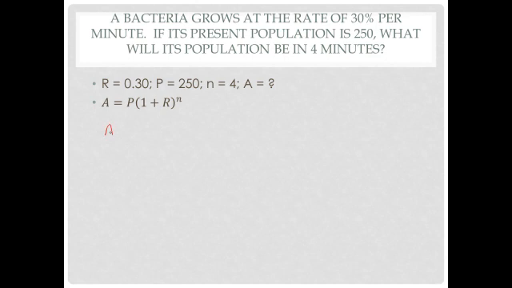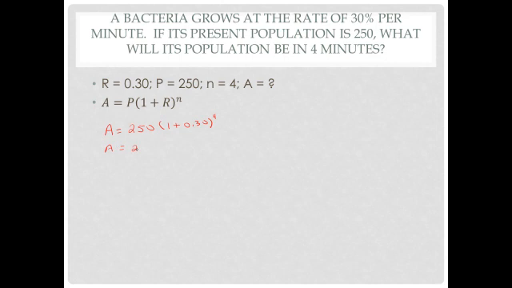So let's find out the amount that the bacteria will be after 4 minutes. So we'll replace P with 250. Then we'll always have 1 plus the rate, 1 plus 0.30, and to the nth power, and again that's the time that goes up there, and that is an exponent.